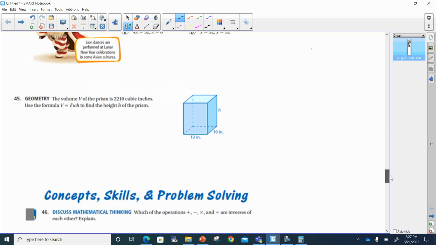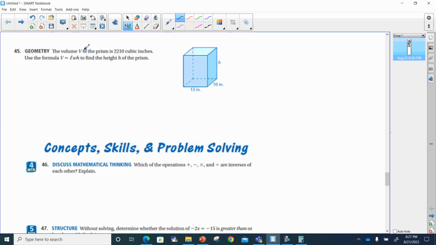All right, let's move on to number 45. It says, the volume V of the prism is 2,210 cubic inches. Use the formula, volume equals length times width times height, to find the height of the prism. Oh boy. Okay, so they're saying volume equals length times width times height. It's also saying that the volume is 2,210 cubic inches, and all this equals length times width times height.